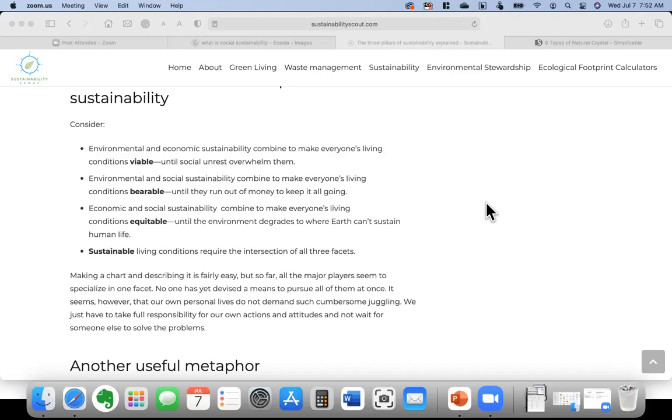Now, this says that when the environment degrades to where Earth can't sustain human life, this falls apart. Think about in some countries, and actually even in this country, we are running out of water. Water is going to be the source of future wars, if you ask me. There's a place in South Africa, a pretty good sized city, that ran out of water. They had to ship water in, go get water from a neighboring city in plastic bottles. They had no more water.